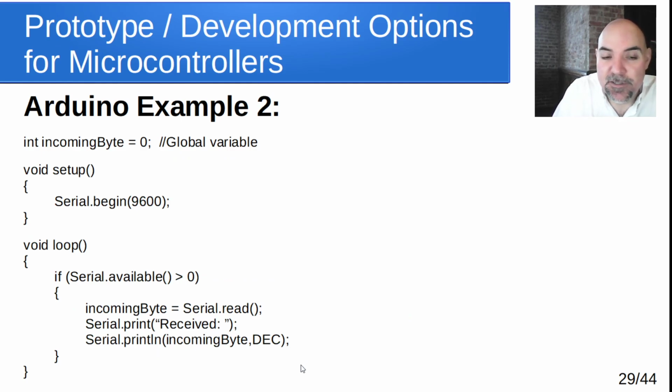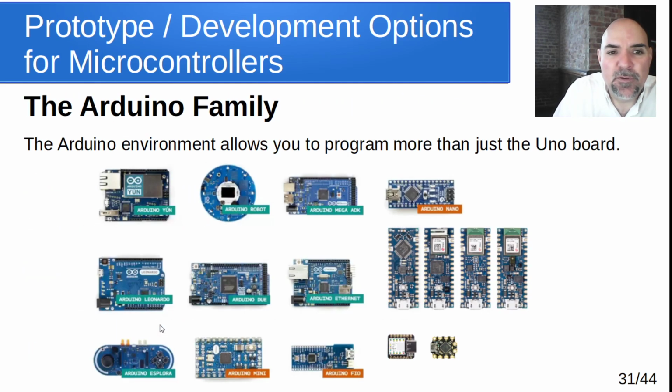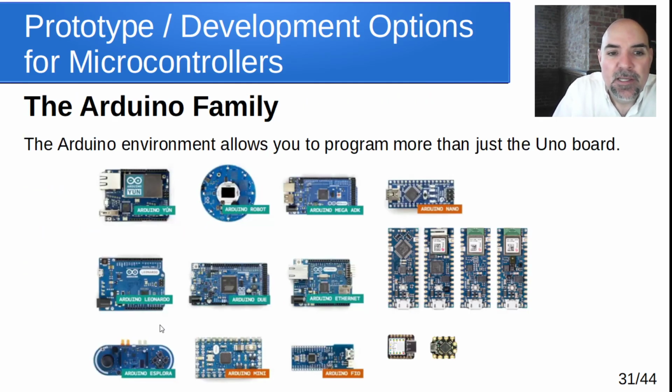Create a new project or a new sketch, write your code in the setup, write your code in the loop, and then click the little play button at the top to send it to the board and run it. And that's pretty much it. So you could change that code to do whatever you want.